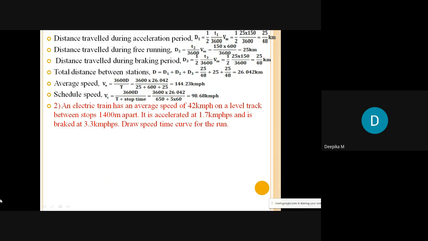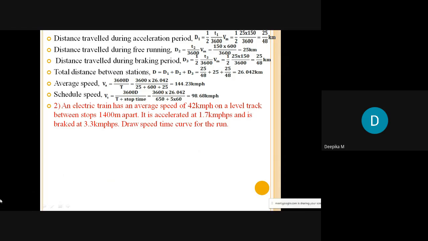So how do I get to know, is it a quadrilateral curve or a trapezoidal curve? If the coasting period or the coasting retardation, if anything is given in the problem, then that is a quadrilateral curve. If anything is not specified, like coasting period or coasting time or coasting velocity or coasting retardation, then that is only a trapezoidal curve. So please keep this in mind. If the coasting retardation or coasting period is asked in the problem, then that is the quadrilateral curve. If that is not asked, then that is only the trapezoidal curve.